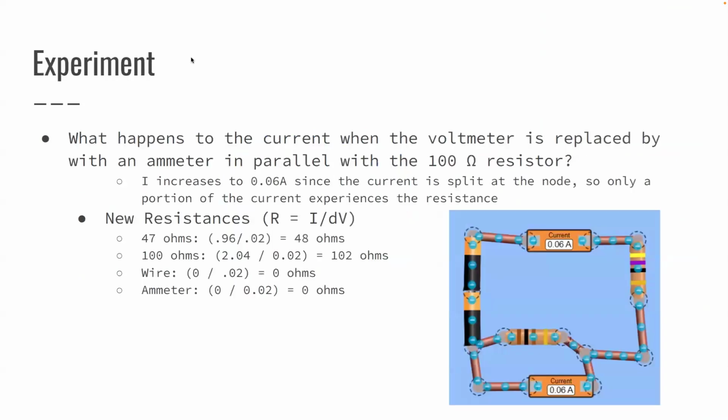For the experiment, what happens to the current when the voltmeter is replaced with an ammeter in parallel with the 100 ohm resistor? It will increase to 0.06 A because the current is split at the node, so only a portion of the current experiences the resistance. And our new resistances would be 48 ohms, 1 to 2 ohms, 0 ohms for the wire, and 0 ohms with the ammeter.